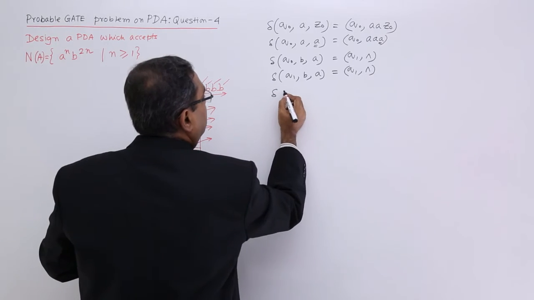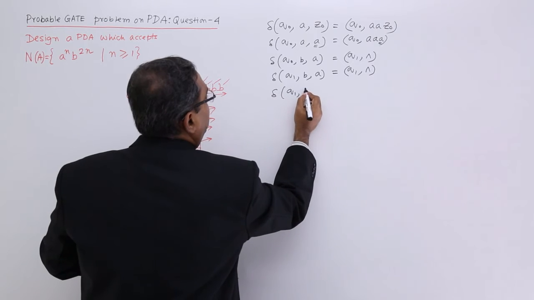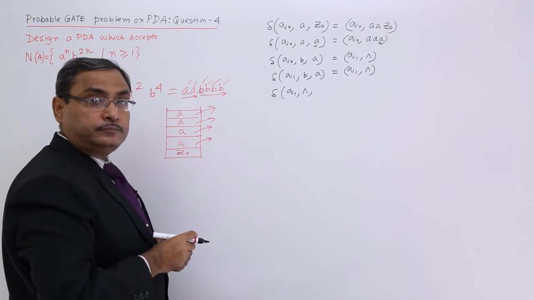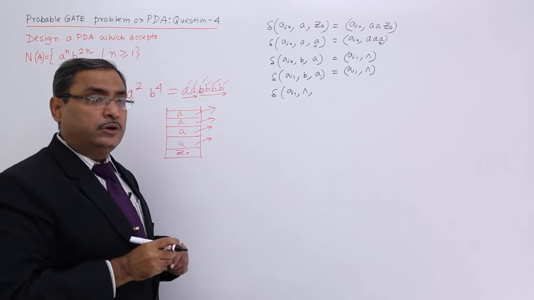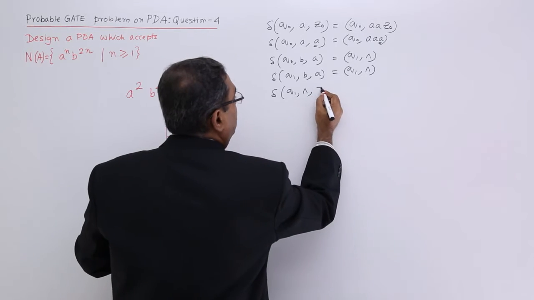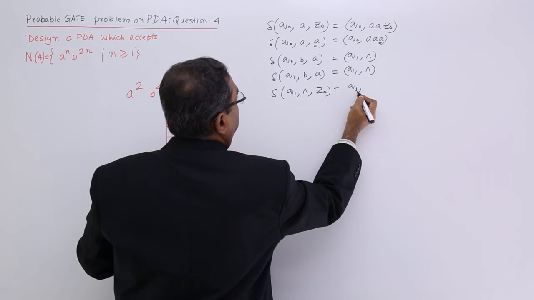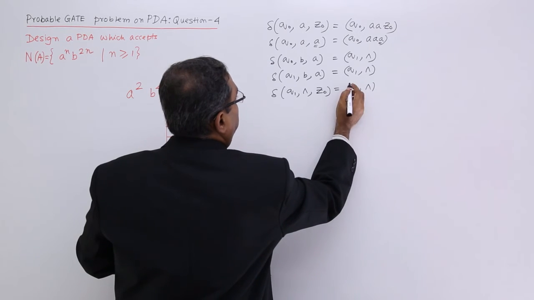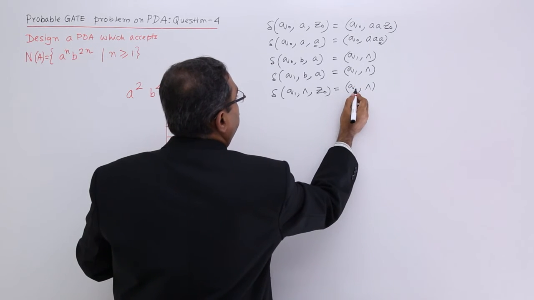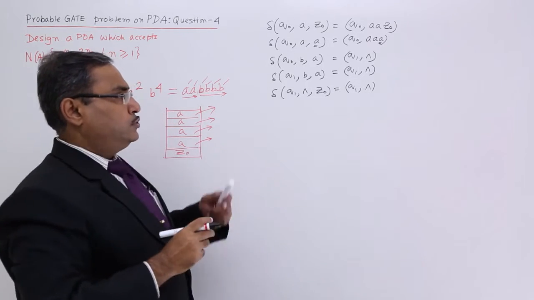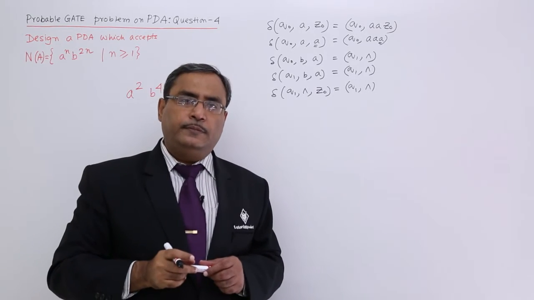Now my input string has got exhausted. So the stack top symbol has become Z0. I shall pop it out because my string will get accepted using empty store. So, that is the way to solve it.